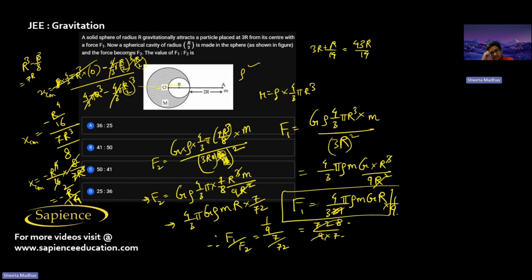So obviously F1 will be higher, since in case of F2 the cavity has been formed. So F1 will be obviously higher than F2. So it means that the F1 by F2 value should always be more than 1. So the ratio should be more than 1. So it means that either A or C, either A or C it will be.